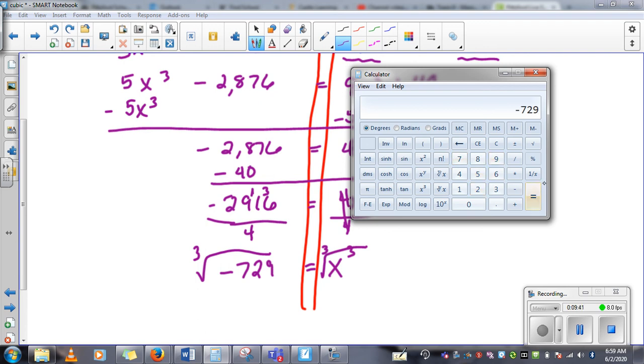Okay, and I'm going to take the cube root. So I'll just hit the cube root button right there. And I totally did something wrong there. So let's do this again. Negative 729. I think I was supposed to type, there we go. And I'm just going to hit the cube root. Whoops, and that was -9.